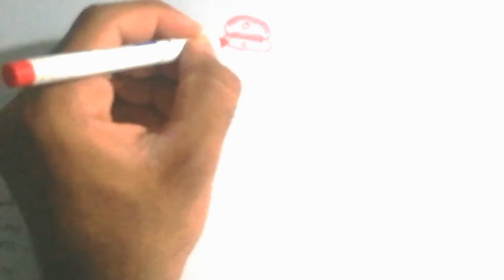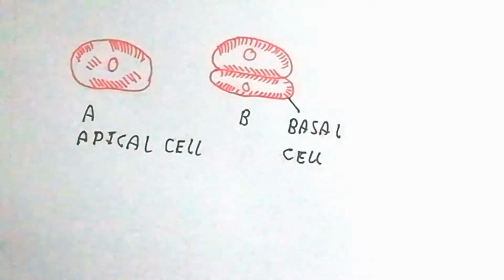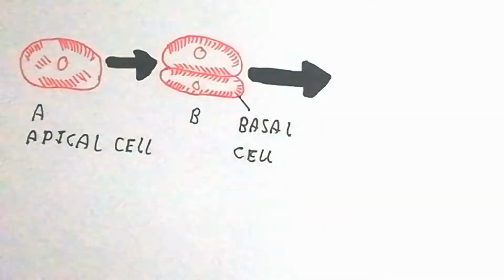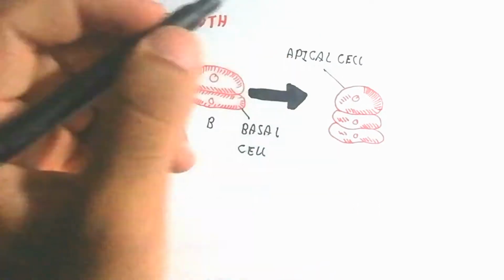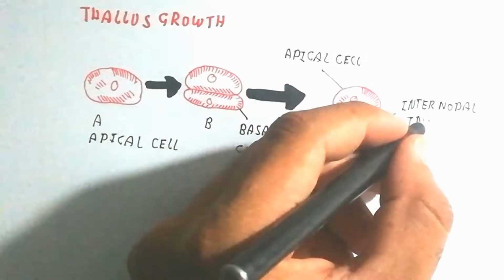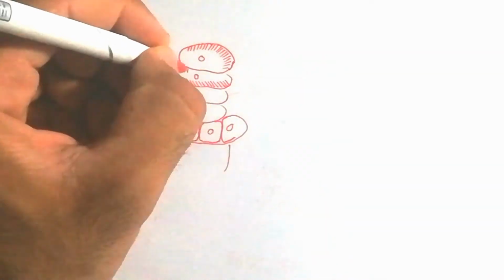Now we will talk about thallus growth. Thallus growth comes from a unicellular apical cell, which divides, and the basal cell divides downward. So the downward division is here: the apical cell and the internodal cell are present here. We will draw it over here.